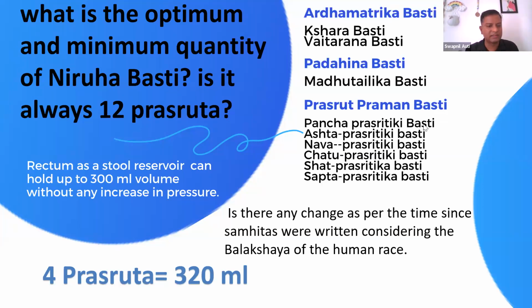If it is Vaitran Basti, it is okay. But if it is a normal Dashmula Basti, why go for low doses? It will not have effect. You are consuming the time of the patient and your resources are also wasted. So to achieve the optimum effect, Basti should be Dwadash Prasrut. And if there is some clinical problem or complication, then you can go for a low dose Basti.